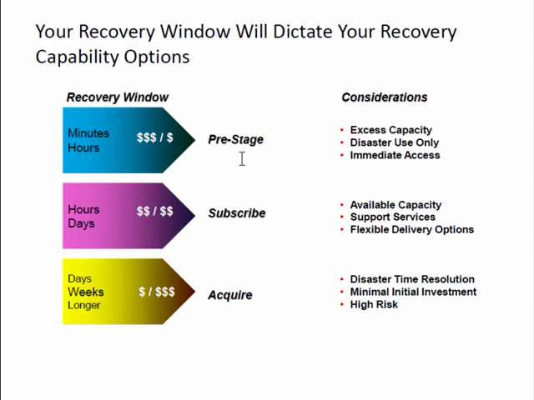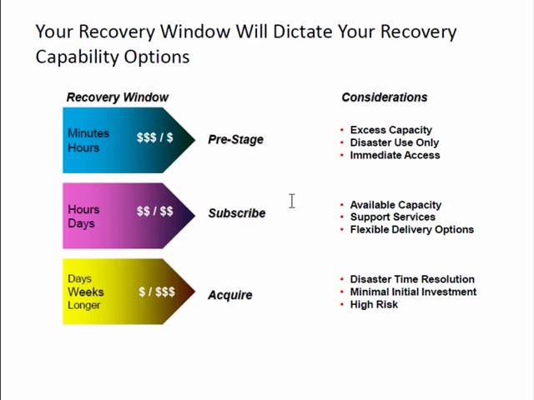The dollar signs inside the arrows are indicative of the costs of the strategy pre- and post-disaster, split by the slash sign. So for instance, the pre-stage strategy has 3 dollar signs before the slash and 1 after, indicating that the upfront pre-disaster costs will be high and the post-disaster costs quite low. Compare this strategy to the Acquire category, where you will see that the upfront pre-disaster costs are quite low and the post-disaster costs are high.